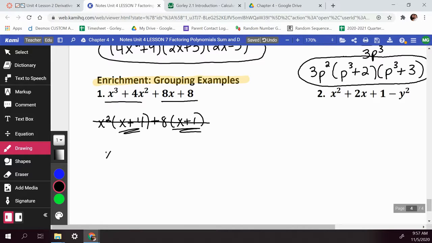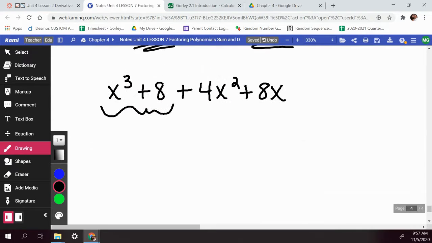So what I'm going to try to do is just reorder some of the terms. I'm going to put the x cubed and the 8 in a group together, and I'm going to put the 4x squared and the 8x in a group together. Now, why would I put the x cubed and the 8 in a group together? Well, those are both perfect cubes, right? So I can use my sum of cubes rule to factor this.